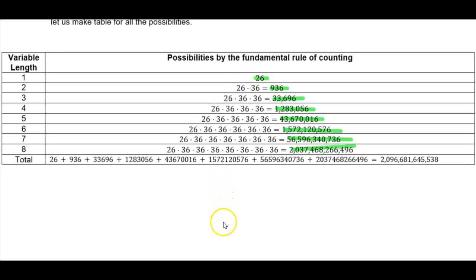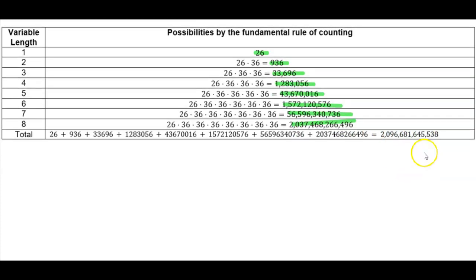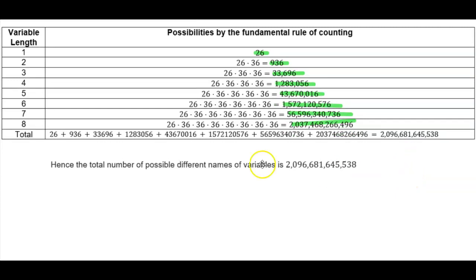So now what we're going to do is add them all up. When we add them all up, we get 2,096,681,645,538. So that is the number of possible different names of the variable.